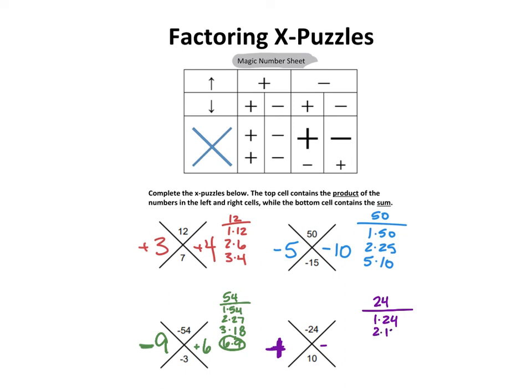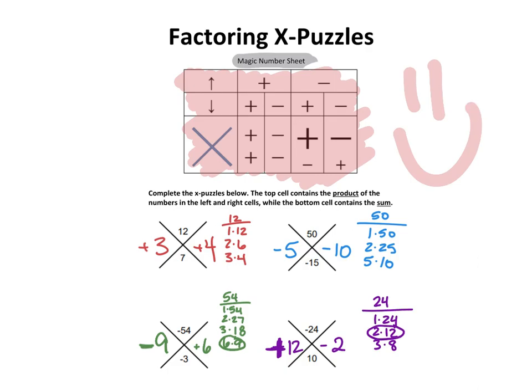Again, the factors of 24: 1 times 24, 2 times 12, 3 times 8, and 4 times 6. But there's only one set that is 10 digits apart from each other, 2 and 12, but the bigger number is 12. Again, the magic number sheet is going to help you if you get stuck on the signs of your factors for these X puzzles. Otherwise, it's just something that you can think about.